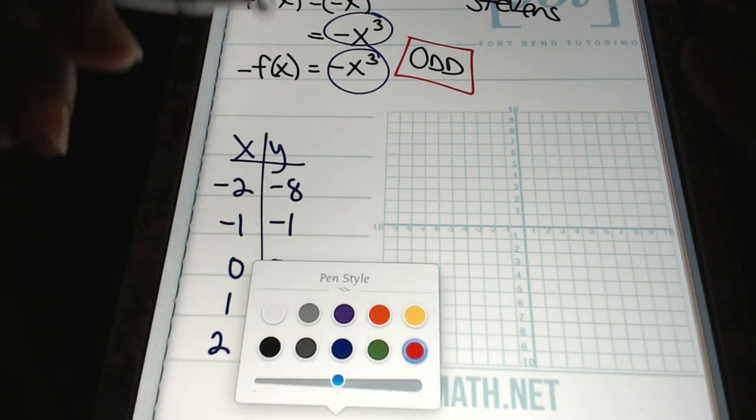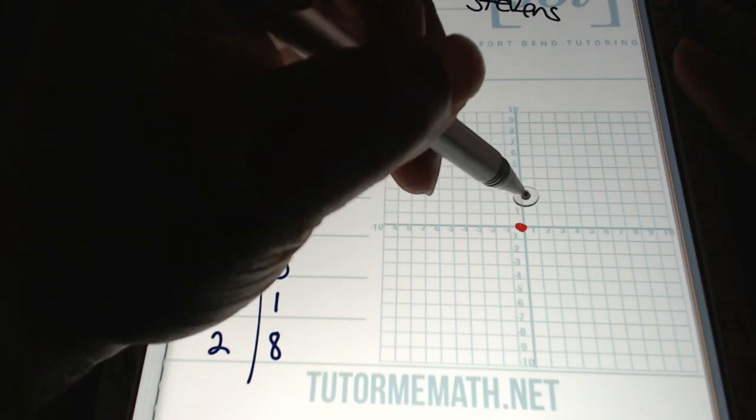So let's see. Let's go ahead and identify some points here. We have the origin, of course. We have negative 1, negative 1, negative 1.